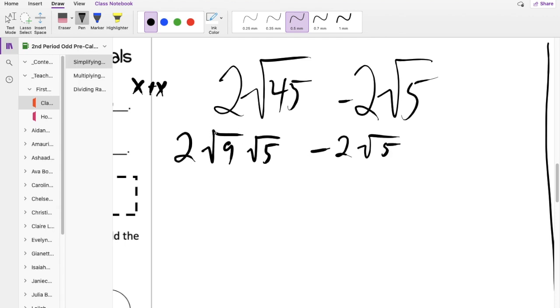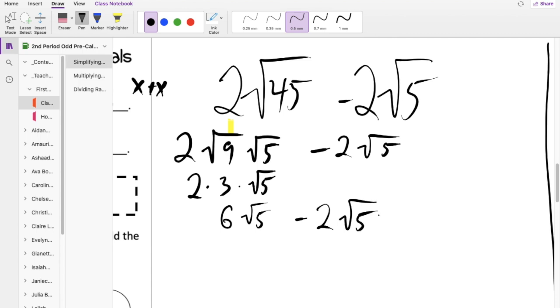Here we can simplify this square root of 9. Square root of 9 is 3, so this is 2 times 3 times the square root of 5. This 2 is being multiplied to the radical, so this 2 is going to get multiplied to this 3. So this is going to be 6 root 5 minus 2 root 5.